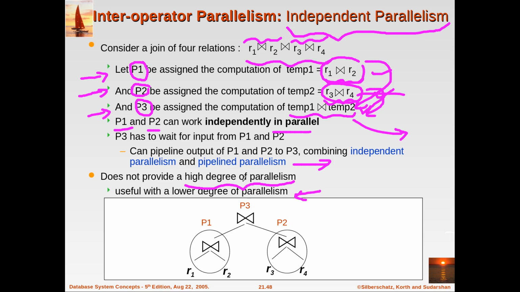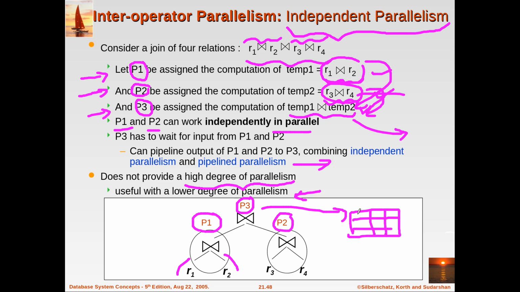So this was the operation that was given in this example. R1 join R2 will be produced at P1, then R3 join R4 will be produced at P2, then the join of P1 and P2 will be executed at P3, and P3 will produce the result of the entire join operation. So this is the second way of implementing inter-operation or inter-operator parallelism, using the independent parallelism mechanism.